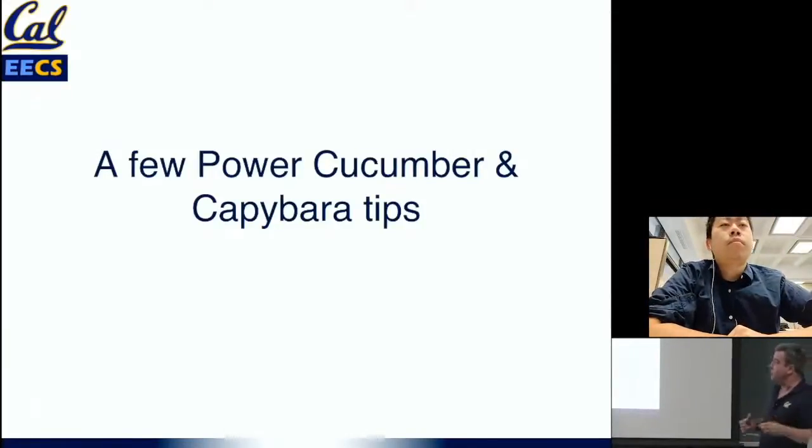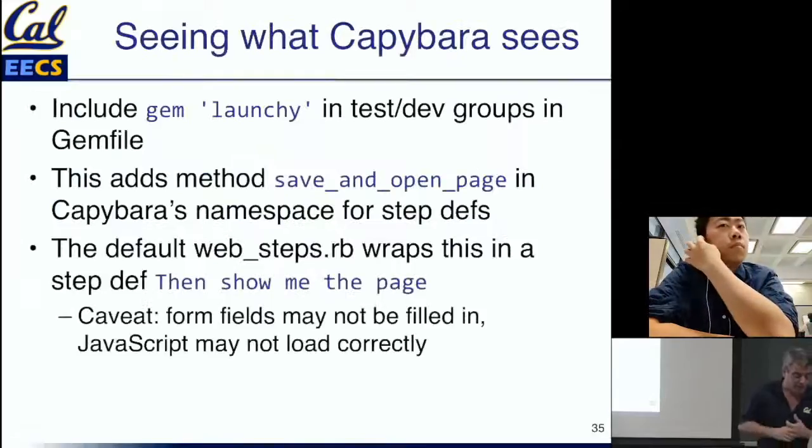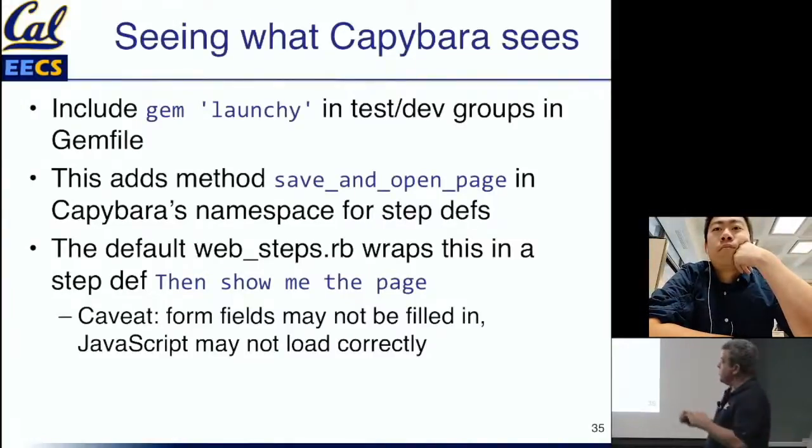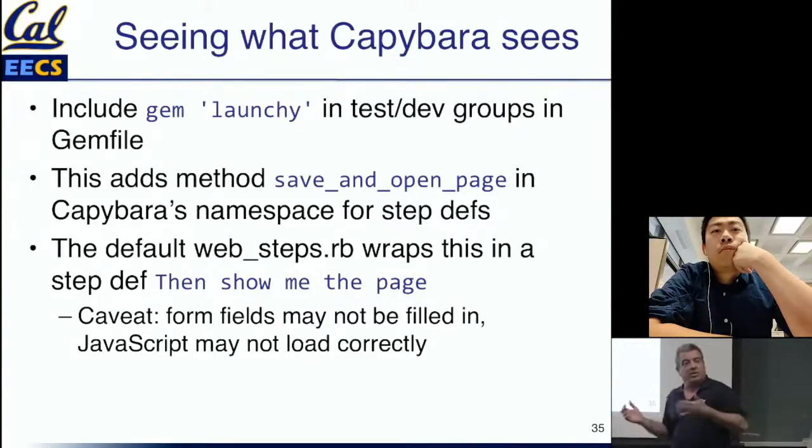But here's a few sort of generic power user tips that you may find useful as you're trying to develop your scenarios. Seeing what Capybara sees. So sometimes you'll write your scenario saying, fill in this with that, and then I should be on some page, or I should see something on some page, and it'll just fail. And what you want to know is, OK, well, I said I should see X. If you didn't see X, can you tell me what you did see so that you could figure out where the bug is?